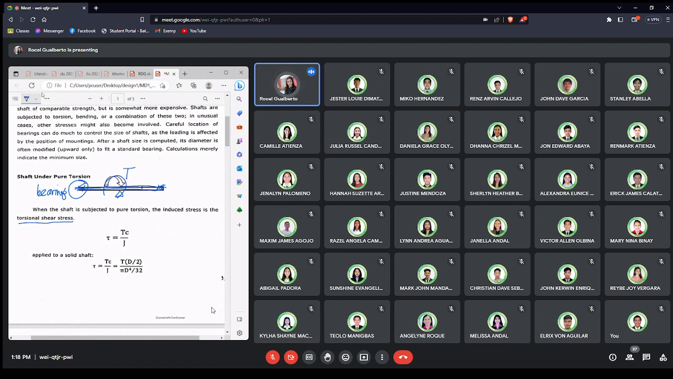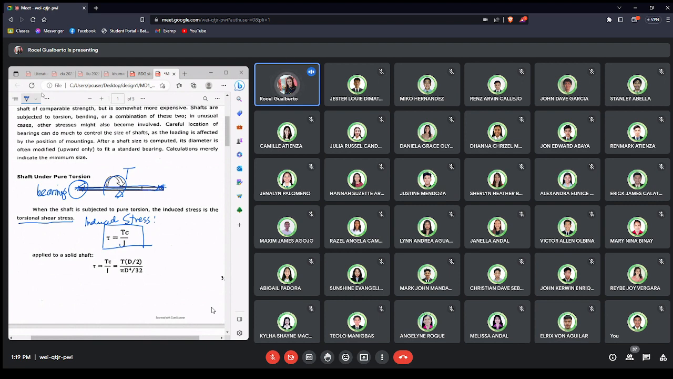And to design this, it is just the same as our members under pure torsion. So, we will remember our pure torsion. The induced stress now is called your torsional shear stress, and the general equation for it is tau equal to Tc divided by J.